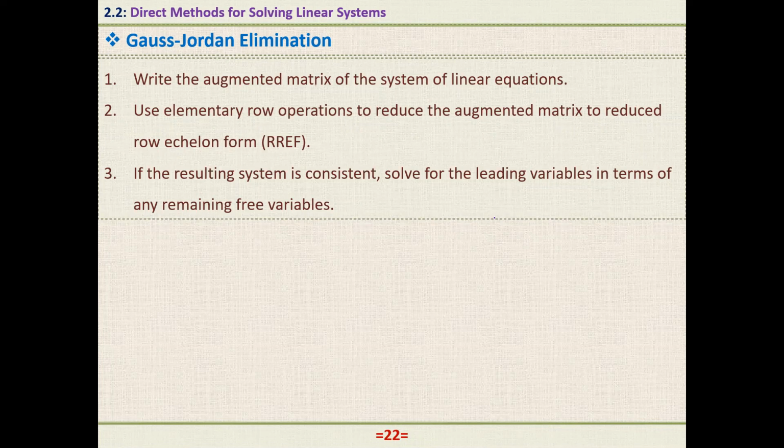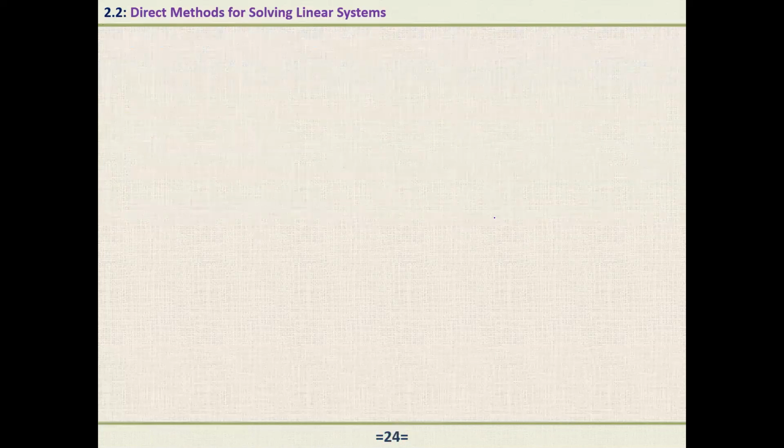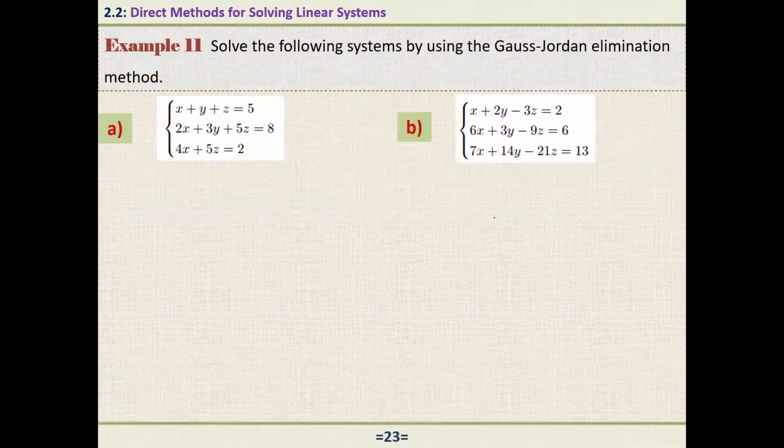First, write the augmented matrix of the system of linear equations. Second, use elementary row operations to reduce the augmented matrix to reduced row echelon form, that is RREF. If the resultant system is consistent, solve for the leading variables in terms of any remaining free variables. That is the Gauss-Jordan method. Solve the following systems by using Gauss-Jordan elimination. How many examples do we have here? 4. Okay, let's do the first one.